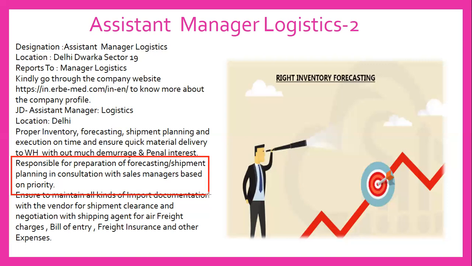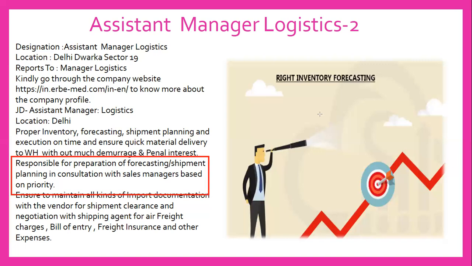So in such cases we need to be responsible for the preparation of the forecasting and the shipment planning in consultation with the sales manager, based on priority, okay. The sales manager informs us of the requirements and orders, because the sales manager visits the customer, and the customer places the order through the sales manager. So here we need to plan the shipment to dispatch to the customer in consultation with the sales manager, okay.